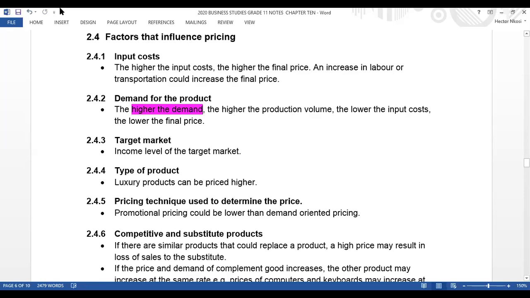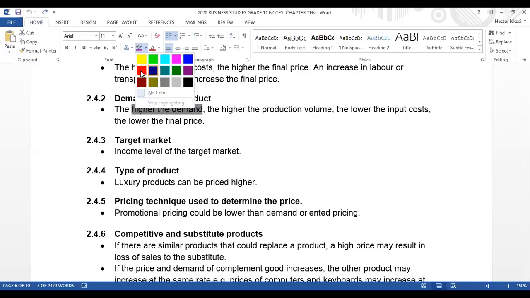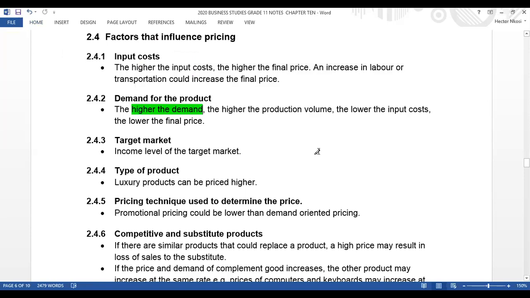Let me just look for a different color. The purple is a bit, no, red is too much. Green, yeah, let me stick to green. Blue, no. Yeah, this or green, one of the two. Let's stick to green, right? Isn't it, boys and girls? I hope everything is making sense so far and you guys are following, right?